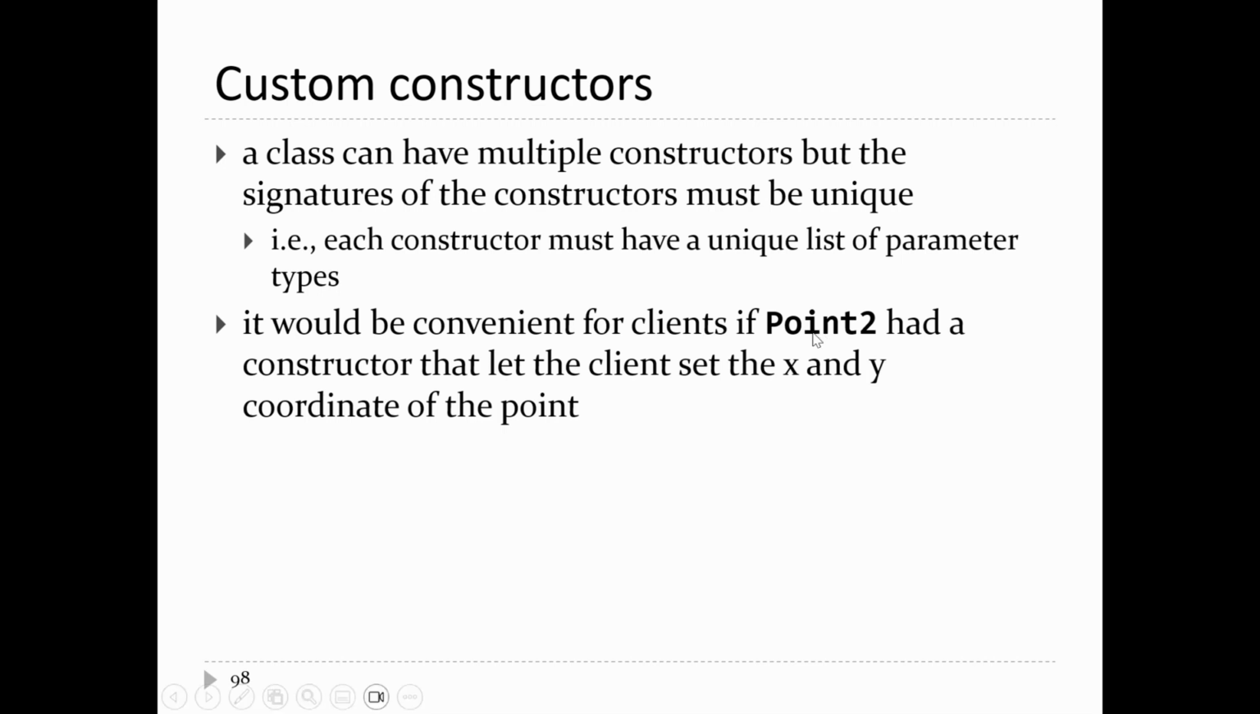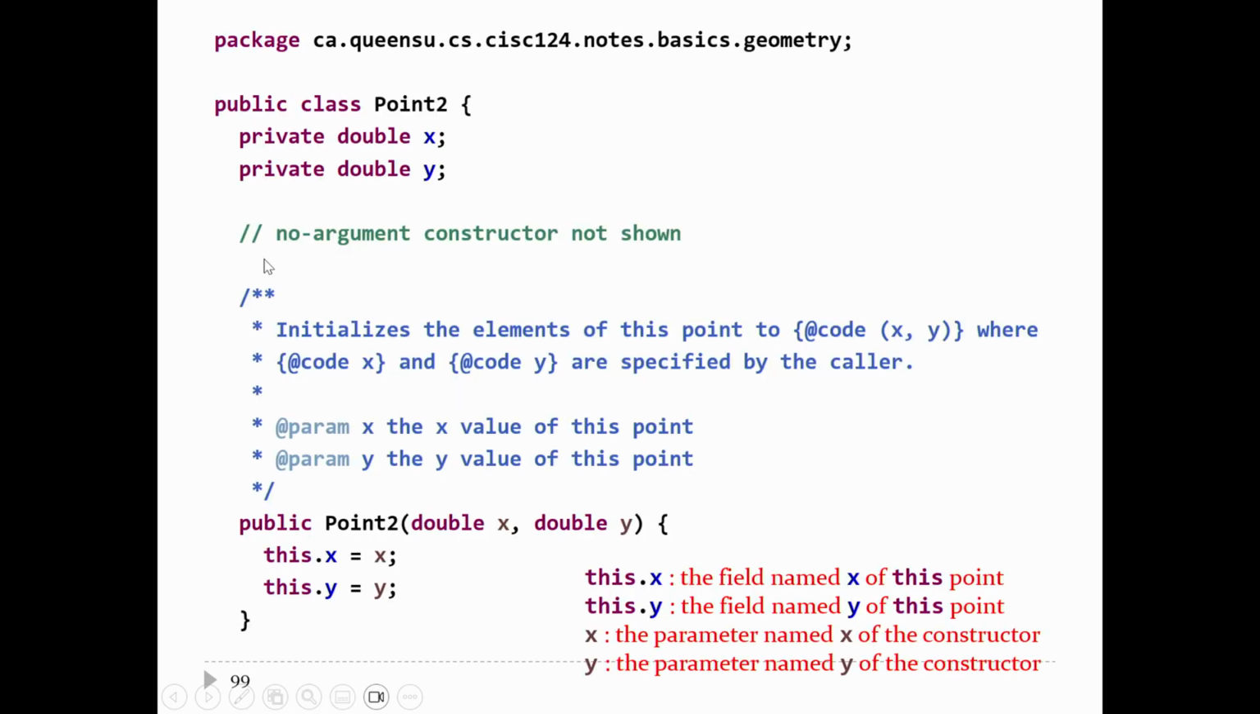If you want to add these extra constructors, you have to think about how people are going to be using your class. If someone's using the Point2 class, they might want to tell you the x and y coordinate of the point when they create it. So it makes sense to have a constructor that takes in an x and a y coordinate. So there it is: a constructor with the same name as the class, that wants an x value and a y value.